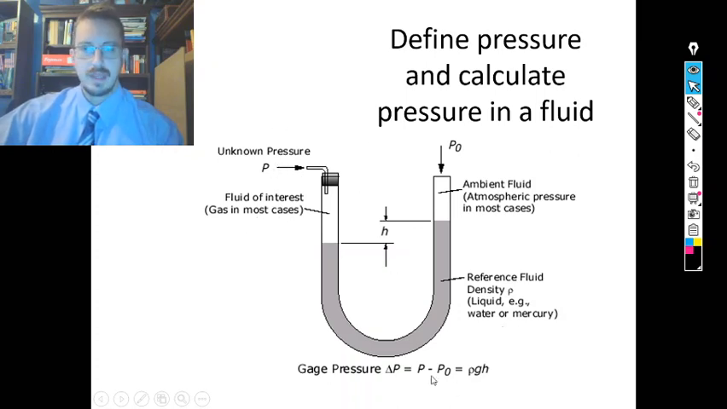the gas that we're interested in. So the gauge pressure, the change in pressure, would be the difference between this pressure and atmospheric pressure, and atmospheric pressure is known, 101 kilopascals, and that would equal the density of the liquid times the acceleration due to gravity times this change in height right here, right? Because this gas is pushing down on this, and against this. We balance these two pressures, and the reference fluid allows us to determine the unknown pressure of this gas.